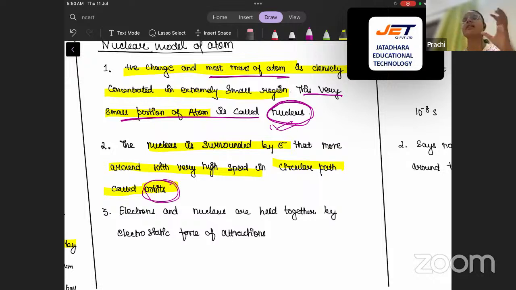So nucleus, according to him, is a very small portion of the atom where all the mass is concentrated at one place in a very small volume. So the small means very, very small. So it's densely concentrated, right?